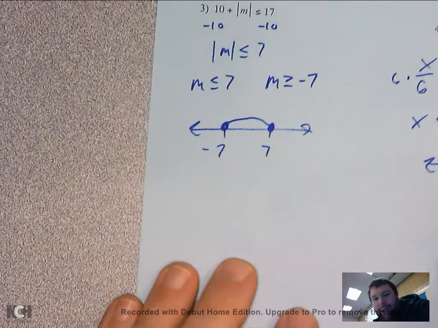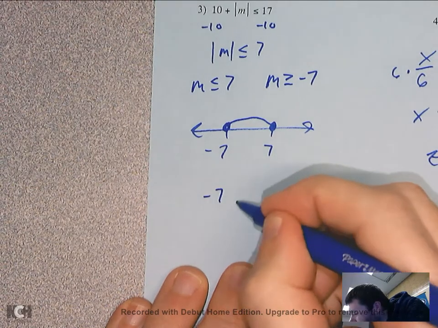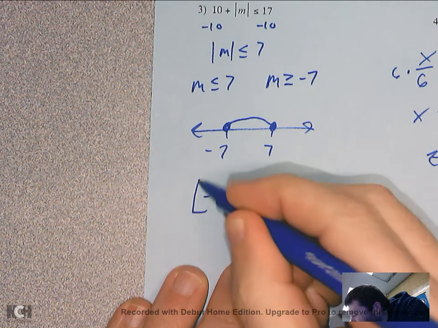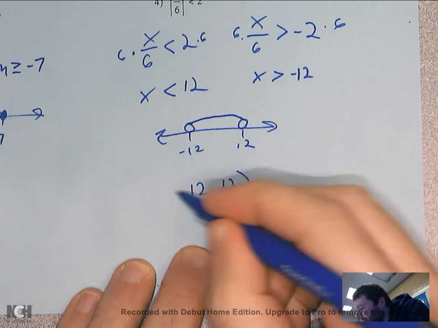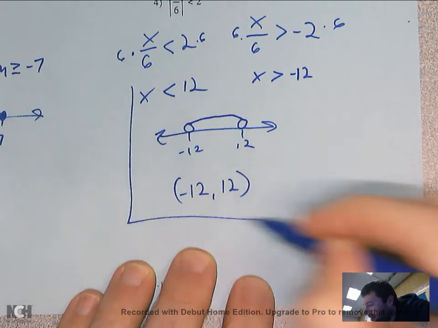Oh, I didn't do interval notation on either of these. This one's negative 7, 7 in brackets. And this one's negative 12 and 12 in parentheses. And that would be your answers. Okay?